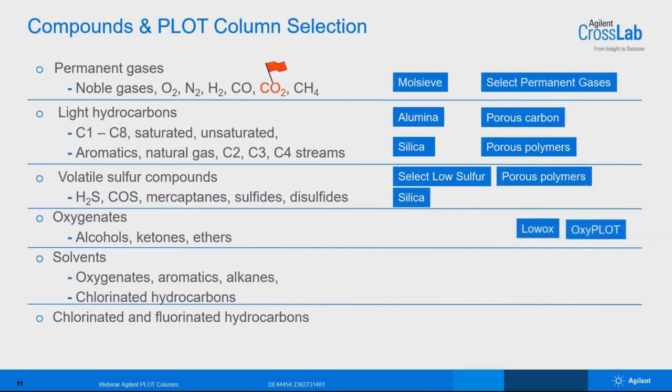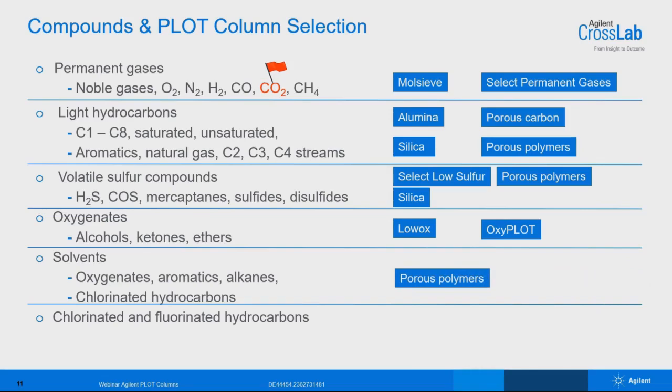Oxygenate analysis in the petrochemical industry, like for alcohols and ethers, can be performed on special columns, like the CP-LOX and the OxyPLOT. The separation versatility of the porous polymer columns is illustrated by its use in so many different types of analysis, including solvents. The PoraBOND Q would be an excellent choice here. CFCs finally. These compounds, often very volatile, are analyzed with porous silica, the GasPro or the Silica PLOT columns.